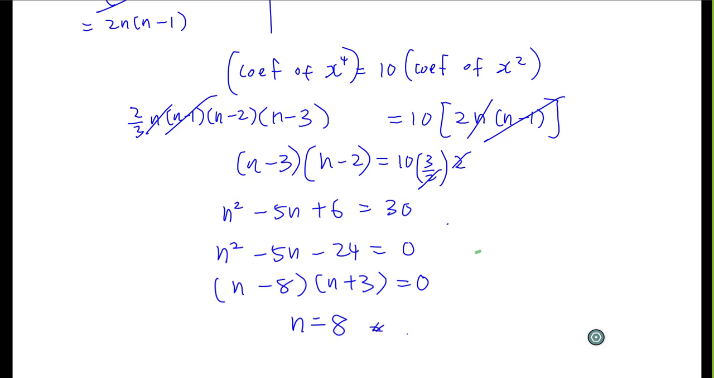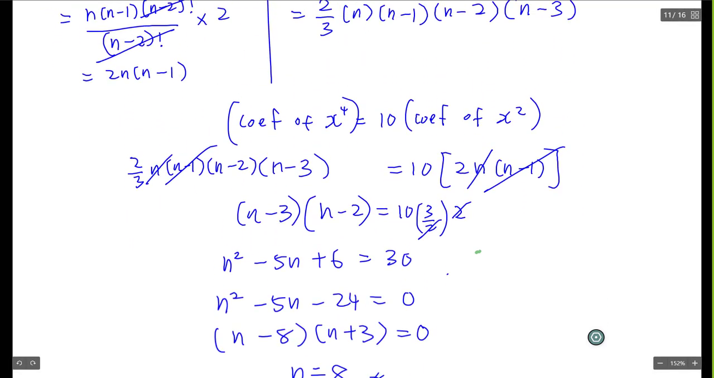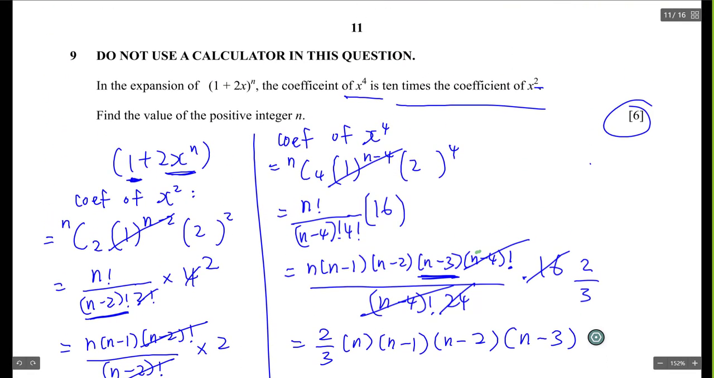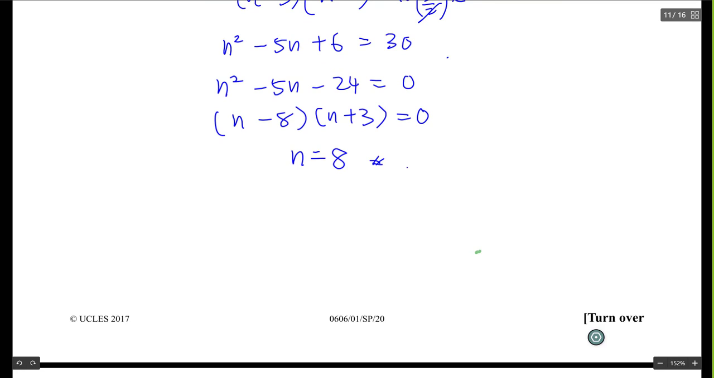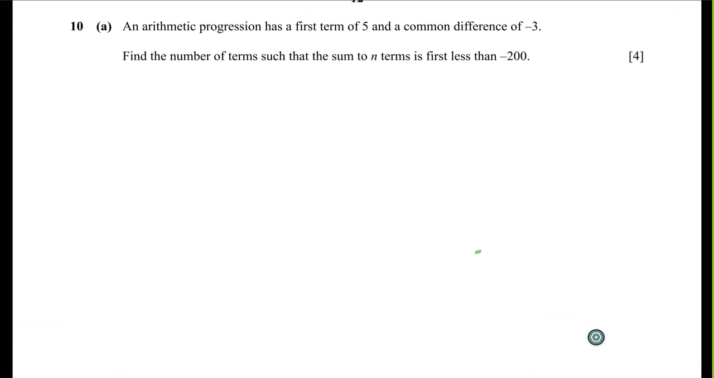Yes, this is the correct one. Just make sure you don't make any careless mistake here. We ignore the negative value of n. I believe the question does say positive integer of n, because n can be negative if you go to the higher level. But in this case, n will be positive. Or you can just write n equals to negative 3 and then write rejected here. Okay, so this paper is harder than I thought for 2020.